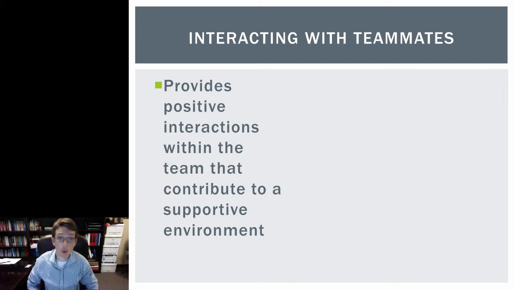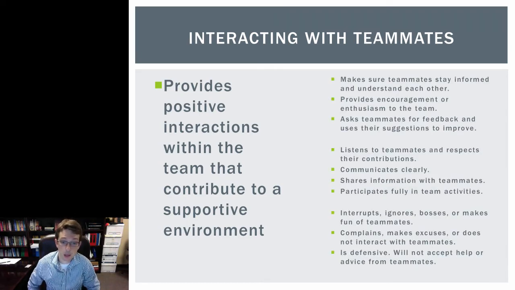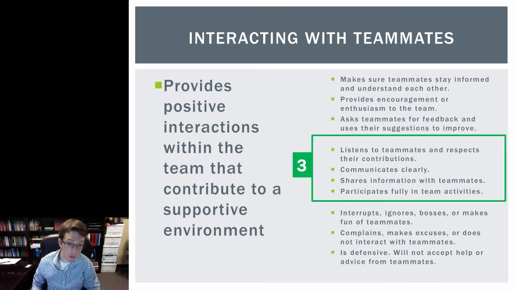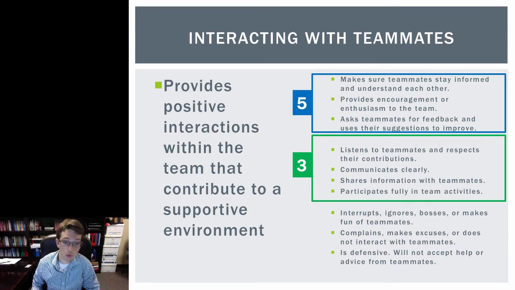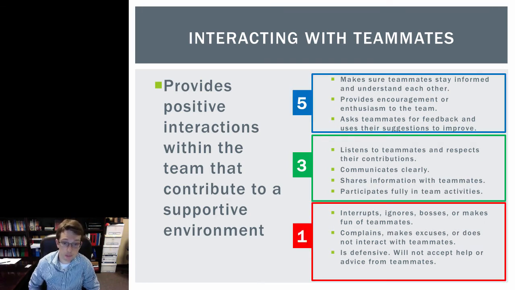So for the next dimension, interacting with teammates, this is defined as provides positive interactions within the team that contribute to a supportive environment. And again, when we think of this dimension, there are a number of different behaviors that could serve as examples. And with these different examples, we have examples of moderate performance, to high performance, to low performance. So for moderate performance, you might have something like communicates clearly. For high performance, asks teammates for feedback and uses their suggestions to improve. And for low performance, is defensive, will not accept help or advice from teammates.